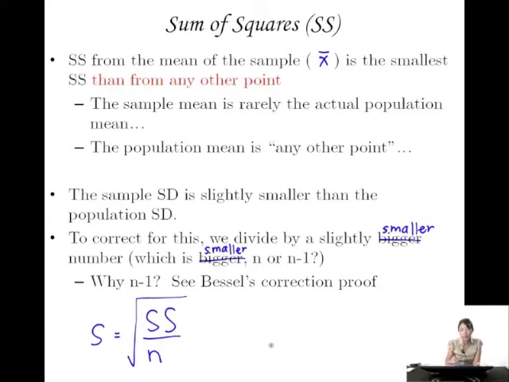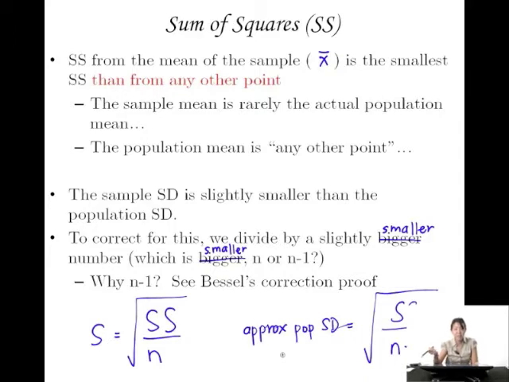So instead, in order to approximate the population standard deviation, what we're going to do is use SS divided by n minus 1. Because this is going to be a slightly smaller number, giving us a slightly bigger population standard deviation. And why n minus 1? Why not n minus 0.5 or n minus 2? There's a proof that you could look up online called Bessel's correction proof, and it's a really elegant proof if you have time to look it up.